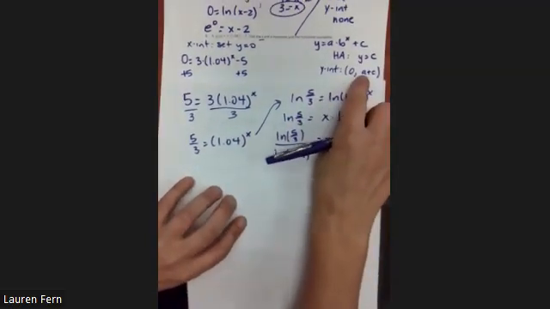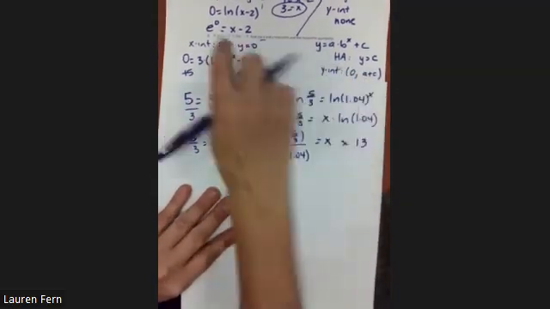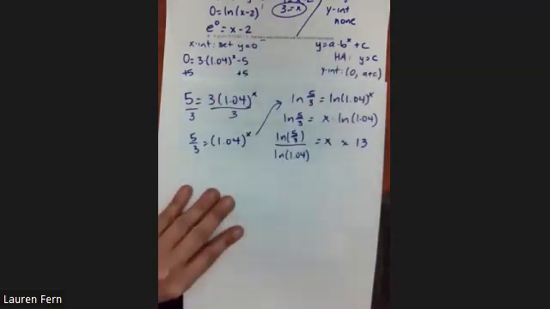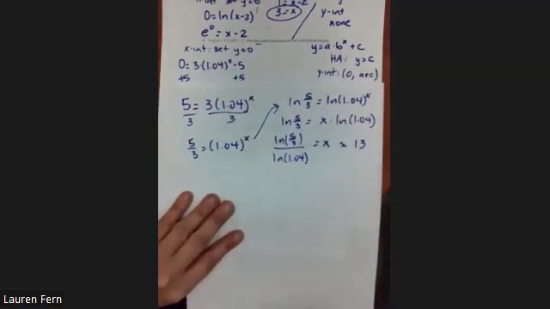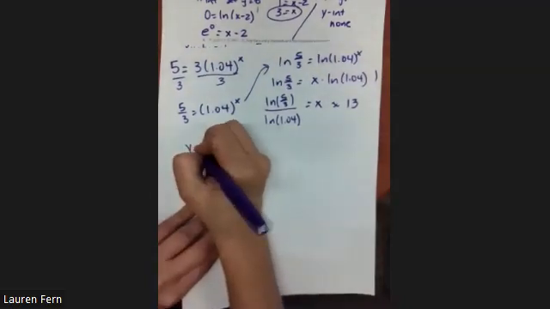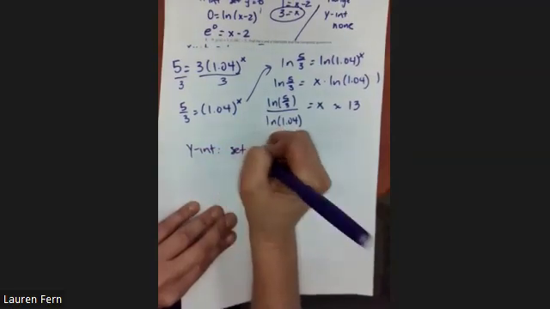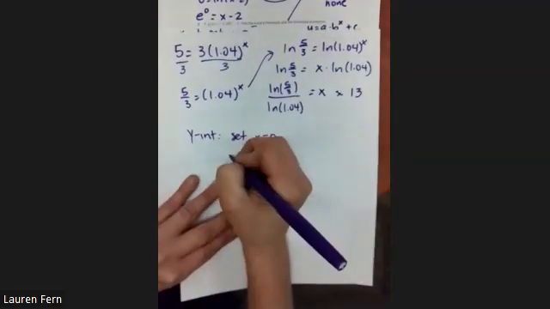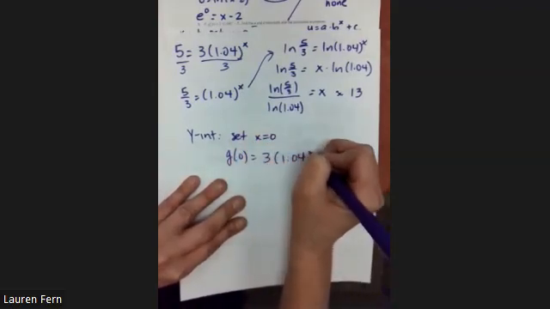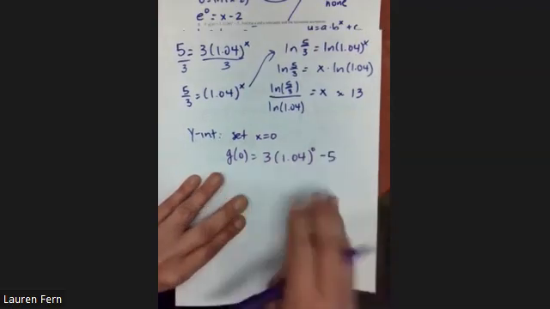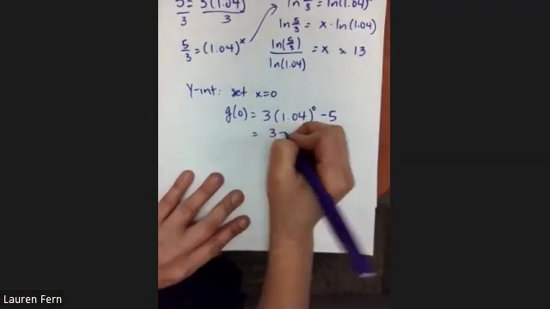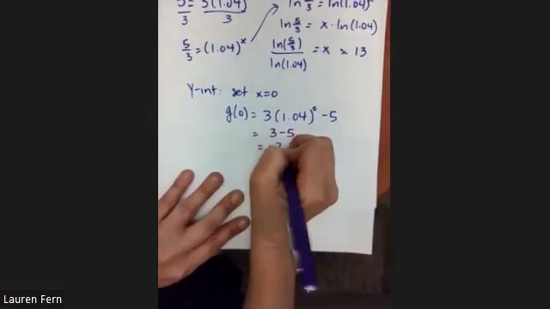My y-intercept, if you remember that the y-intercept is a plus c, you could say 3 plus -5, and you're going to get -2. If you forget that, again, to find our y-intercept, we could just set x equal to 0 and solve for y. If I do that, I'm going to have 3 times 1.04 to the 0 power minus 5, which gives me 3 minus 5, or -2.